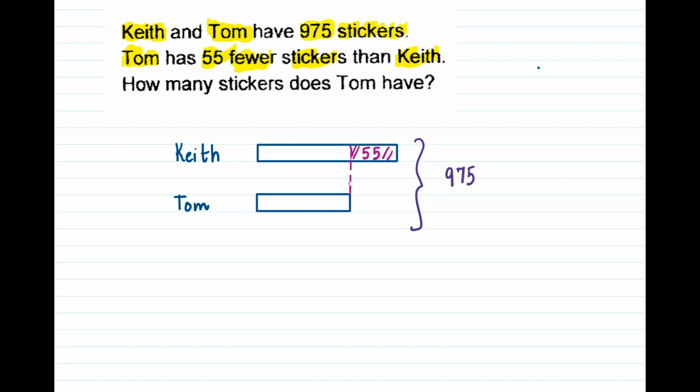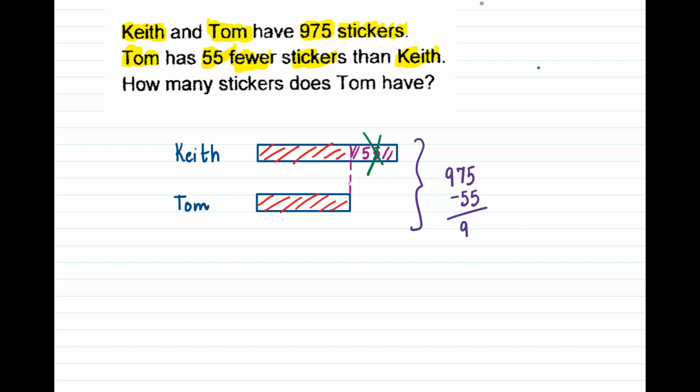Now, just imagine that if we take away this 55, the extra part which Keith has, we would be left with these two bars. This one and this one. And these are of equal sizes. What would be the sum of these two bars? Let's take away 55 from 975.